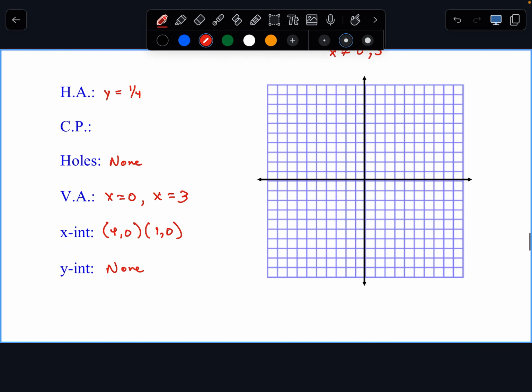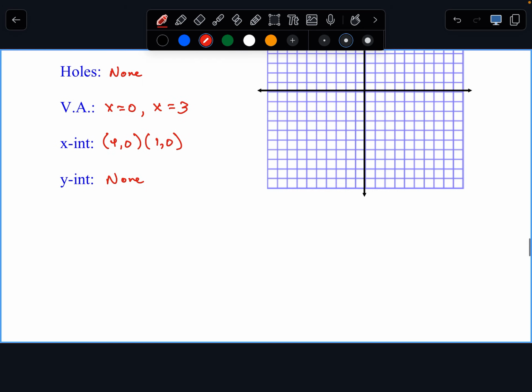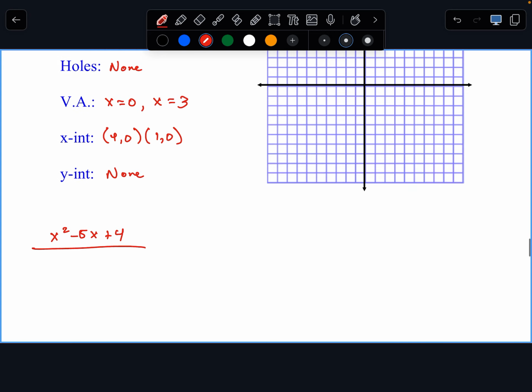So again, I'll do it down below. x squared minus 5x plus 4 over 4x squared minus 12x equal to 1/4, your horizontal asymptote. And same thing again, cross multiply.